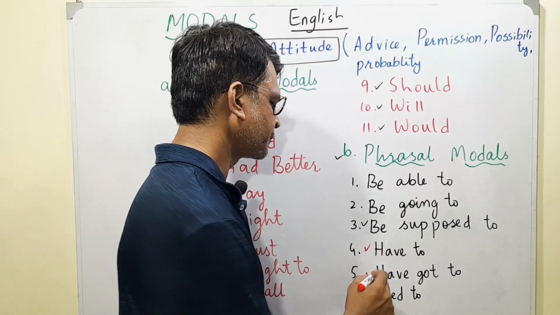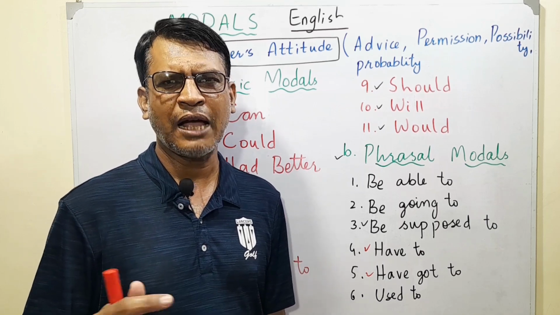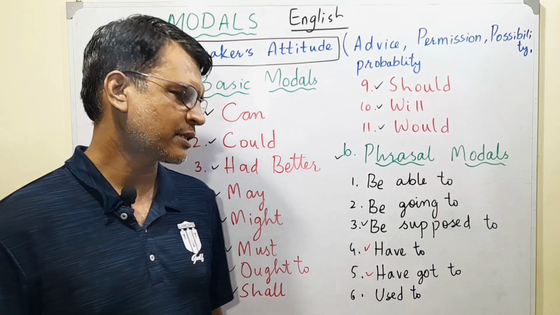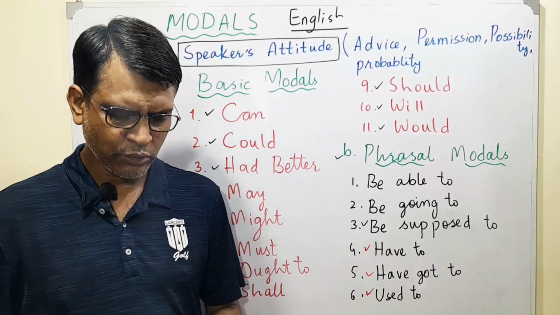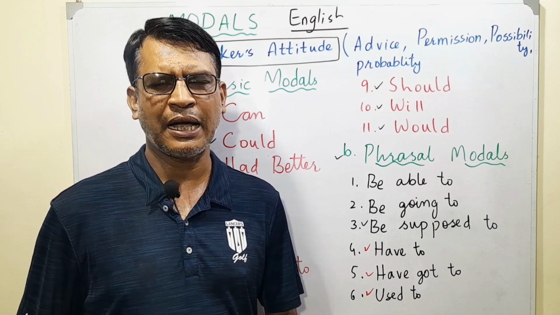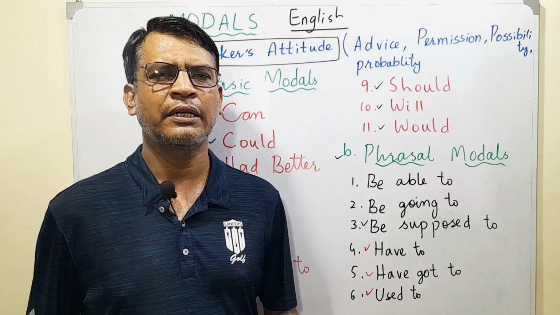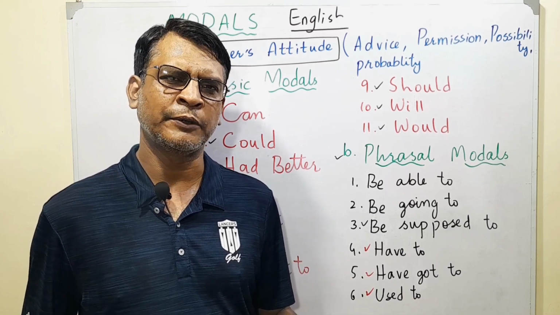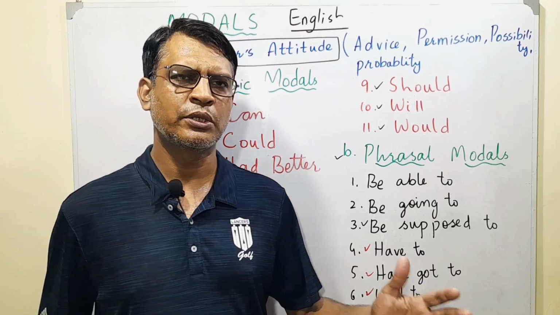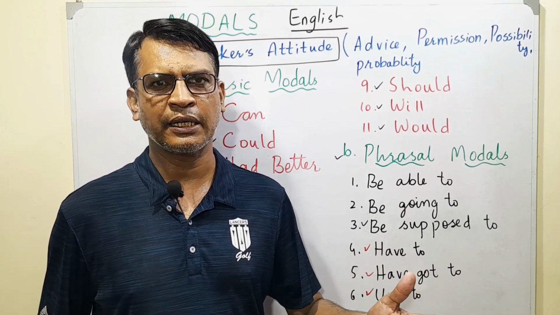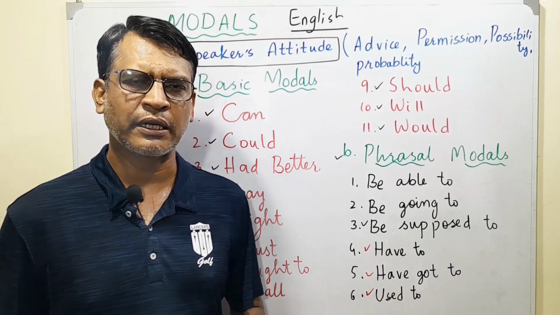Then we have got to. Have got to also shows that there is some necessity. So you say, I have got to talk to you. Okay, we can say that. And the last is used to. Used to is used to talk about past habits. For example, you did something regularly in the past, and therefore it was your habit, but you don't do it anymore. Right now, you're not doing it. So you say, I used to go to school. I used to ride a bicycle. And a negative could be, I didn't used to speak English, but I speak English now.